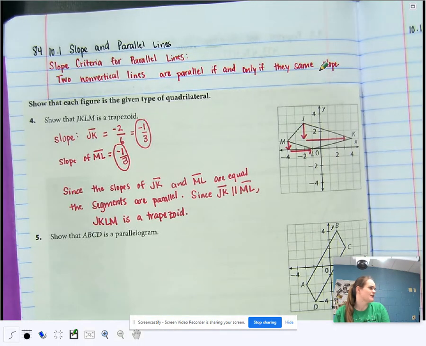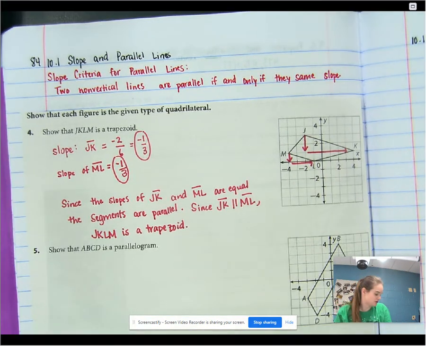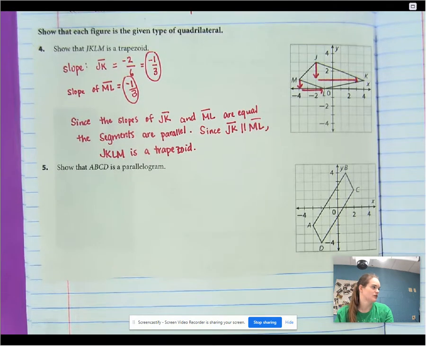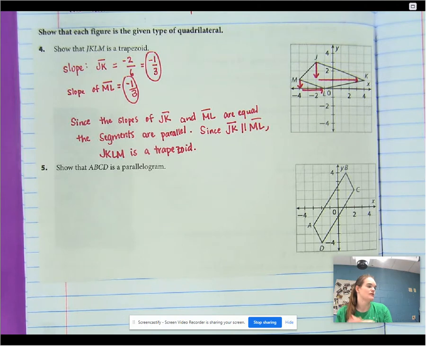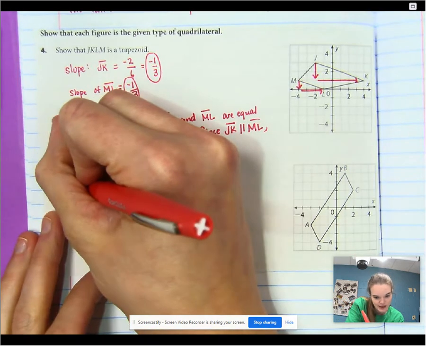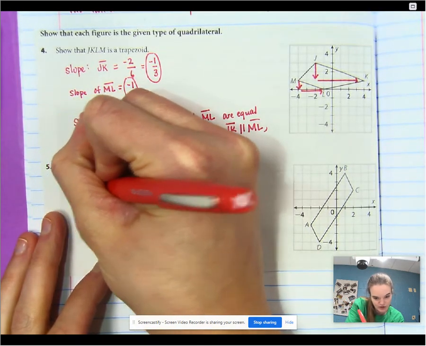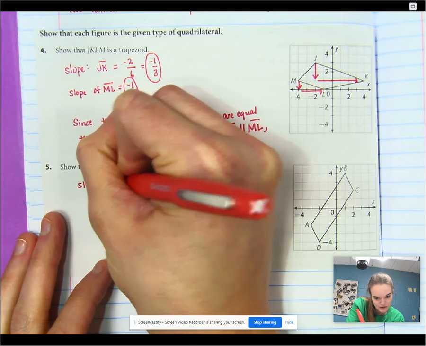All right, number 5 says show that ABCD is a parallelogram. Think about what the definition of a parallelogram is. The definition is two sets of opposite sides are parallel. So you have to show both. I want you to pause the video and try number 5. Okay, now that you've paused it, we're going to have to find the slope of the opposite sides, and if both of them are the same slope, then that means we have a parallelogram. So let's find the slope of AB first.